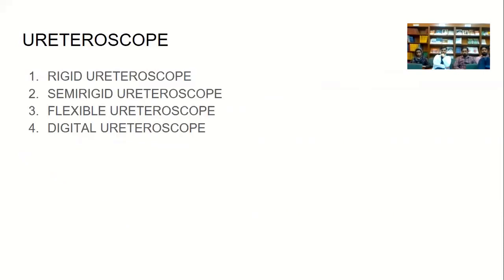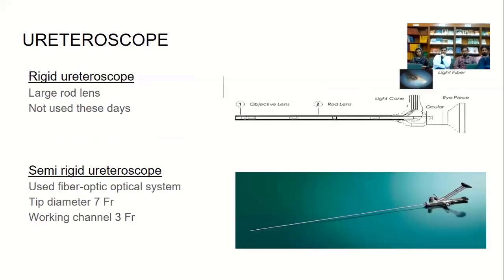Ureteroscope. There are 4 types: rigid, semi-rigid, flexible, and digital. Rigid ureteroscopes were used in the past. They have a bigger diameter because of the large broad lens. They are not used nowadays. Then there are semi-rigid ureteroscopes. They are developed on the basis of fiber optic system. The tip diameter is usually 7 FR and the working channel is 3 FR.